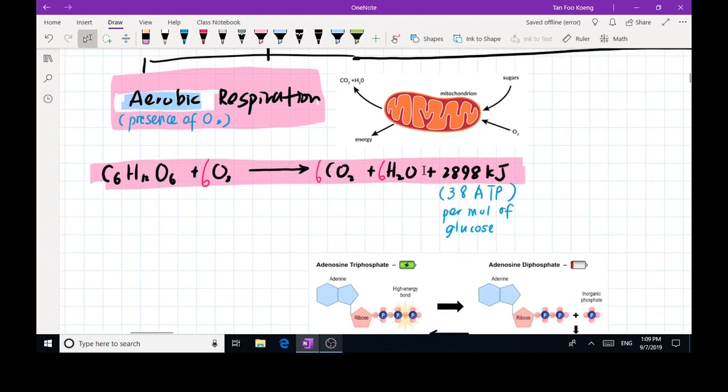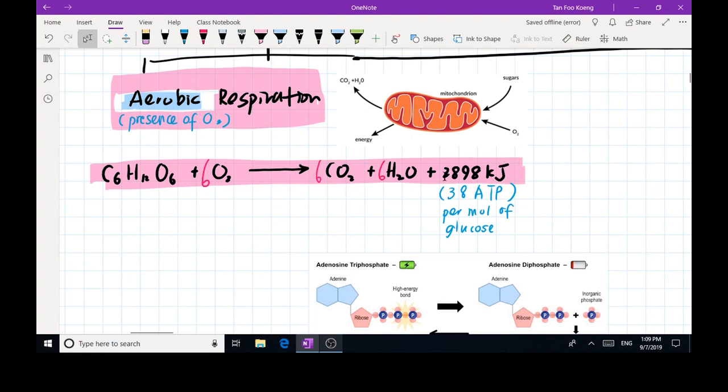For your information, this process takes place in the mitochondria. As we know, the mitochondria is the energy generator of a cell. From this diagram, you know that sugars, for example glucose, and oxygen are taken into the mitochondria to produce the energy needed by the body cells. The byproducts of this process are carbon dioxide and H2O.